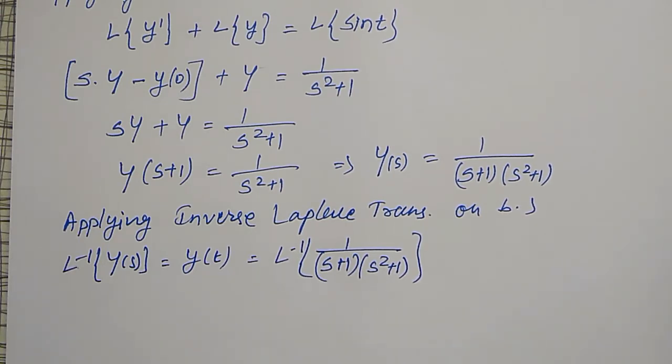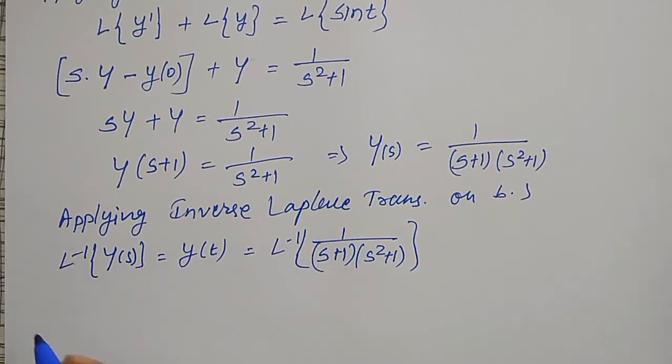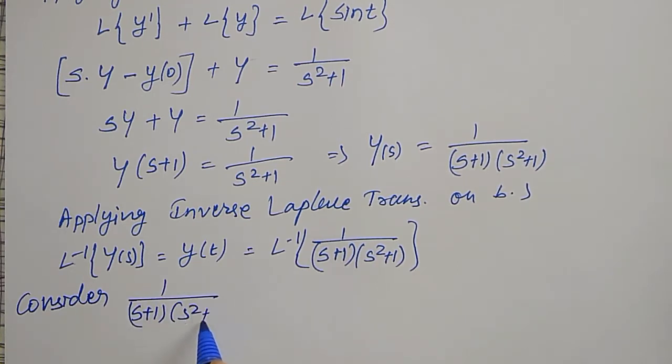Then how can I find it? Many methods are there. It is a product of two standard forms. You can use partial fractions, or you can go for convolution also. Which one is easy? I will solve this one by using partial fractions here. Then you can try convolution also. Now consider 1 upon (s plus 1) into (s square plus 1).